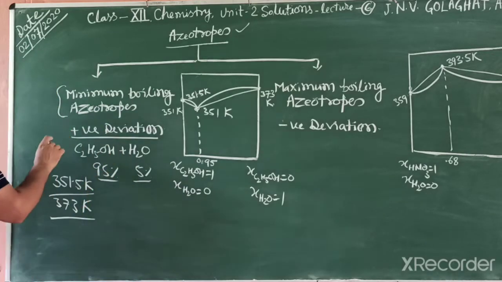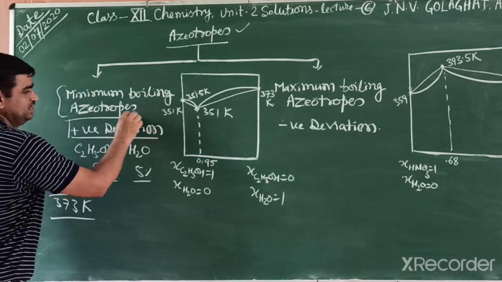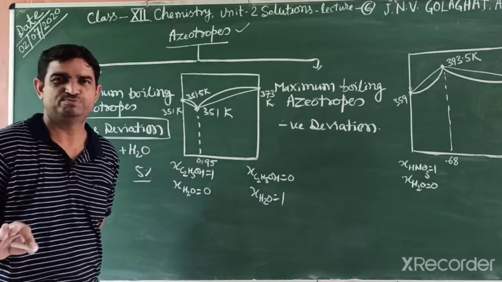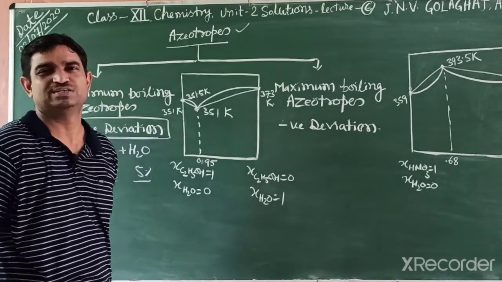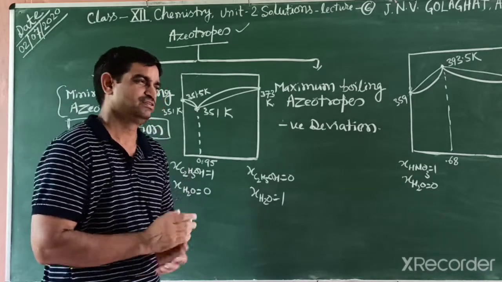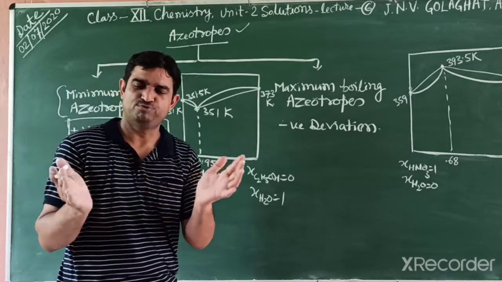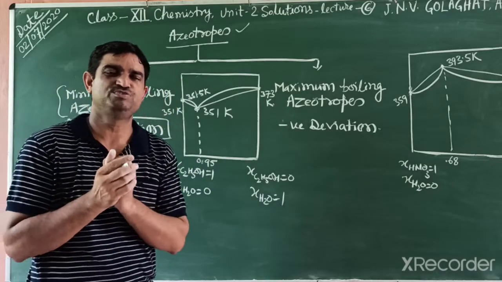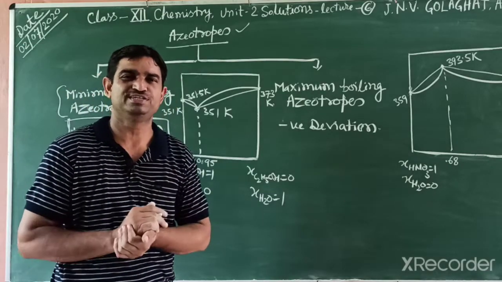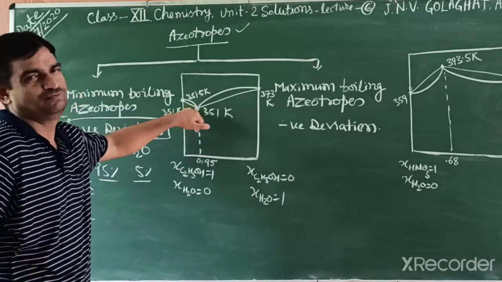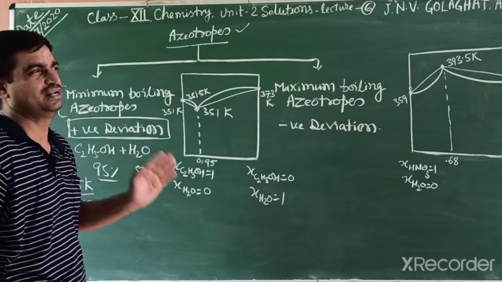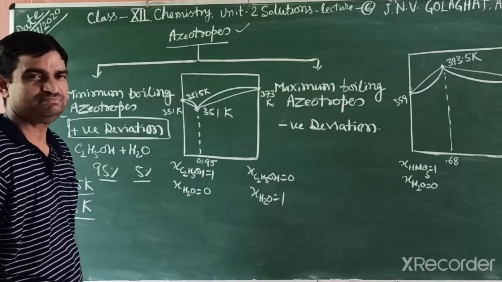And this minimum boiling azeotrope has positive deviation. Students, minimum boiling azeotropes have positive deviation, that we already studied. Positive deviation means the force of attraction is weaker. When the force of attraction is weaker, then the boiling point decreases. So they show a minimum boiling azeotrope. This is one example. Others we can also explain in a similar way.